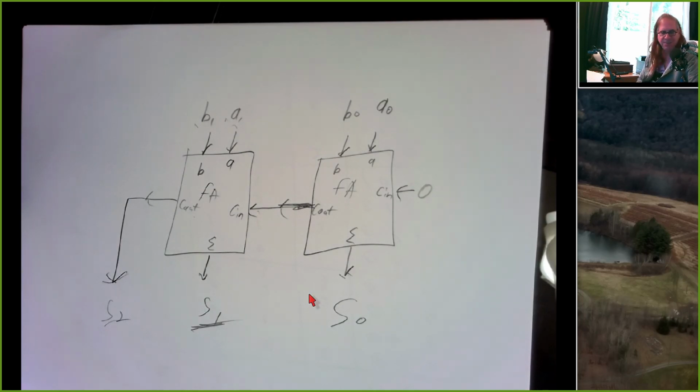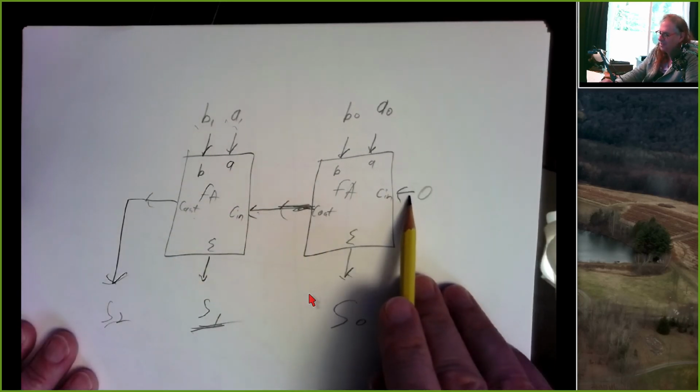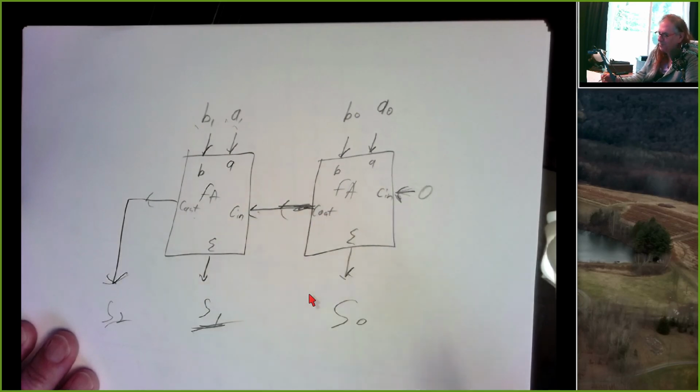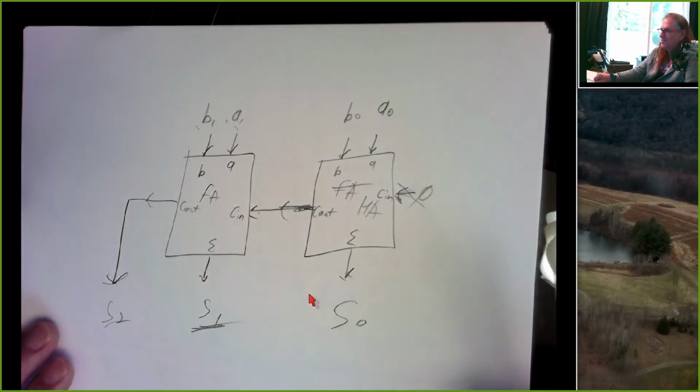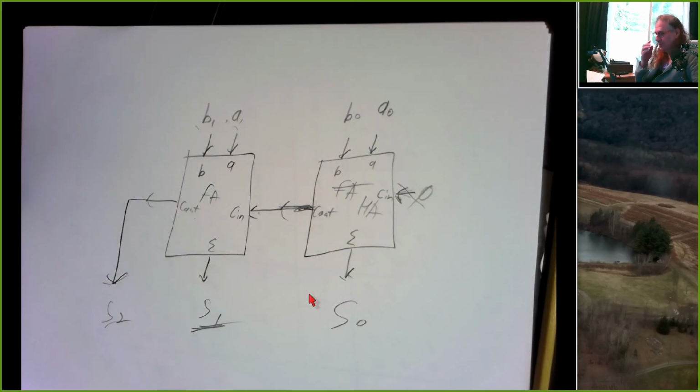And eventually we can make a further simplification by noting that for this first full adder, the carry going in is always a 0. And so we're going to get rid of this and replace it with something called a half adder. So we'll go through that in detail on Monday.